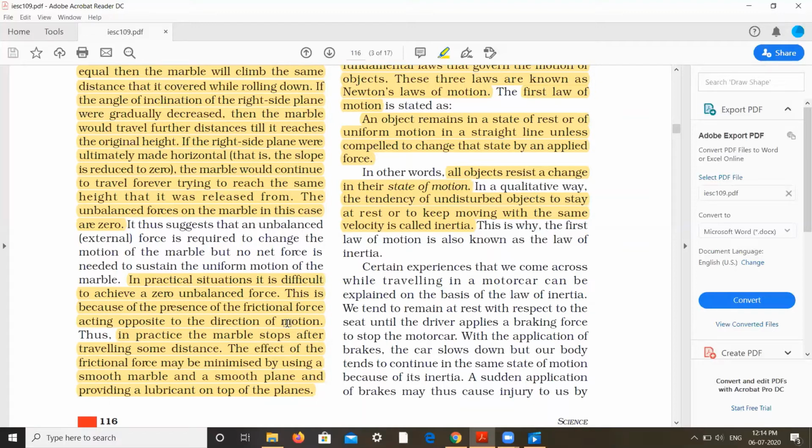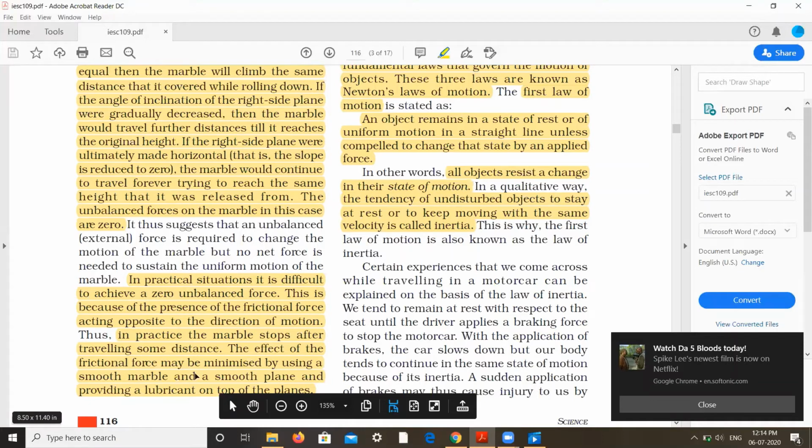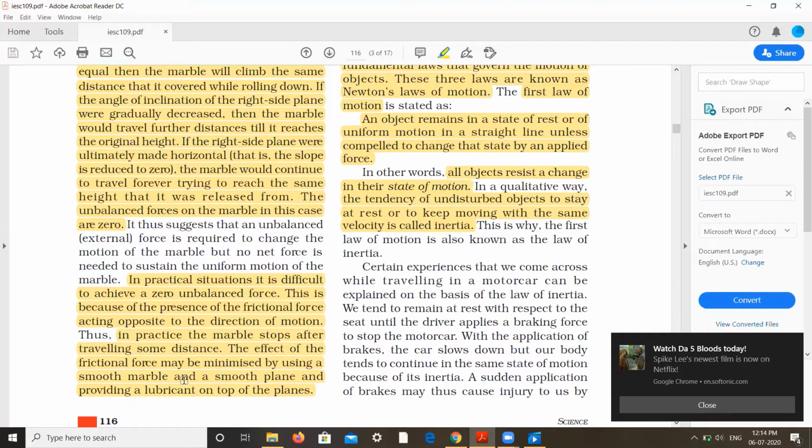Whenever we are walking on the roads, whenever we are playing some games, like carom, there is also friction force. And when we are running, there is also friction between our body and the particles of the air. So the friction force is everywhere, trying to resist our motion, or we can say trying to oppose the direction of motion. In practice, the marble stops after traveling some distance. The effect of the frictional force may be minimized by using a smooth marble. The friction force can be reduced, but it cannot be taken to be zero.